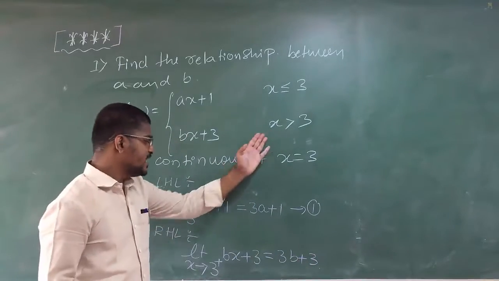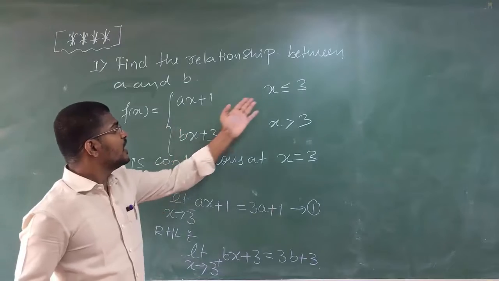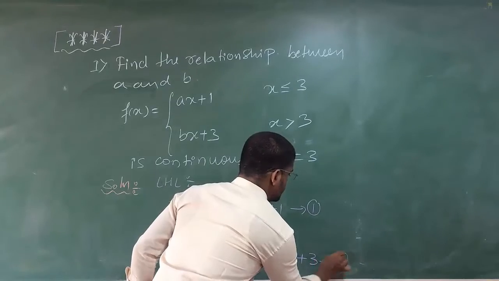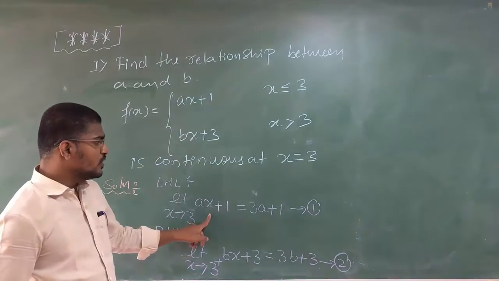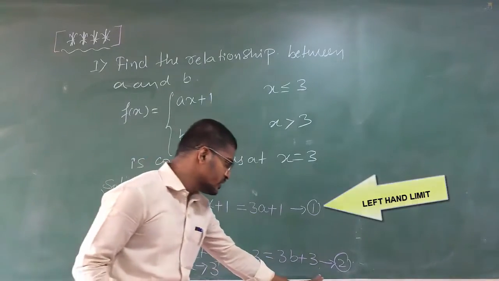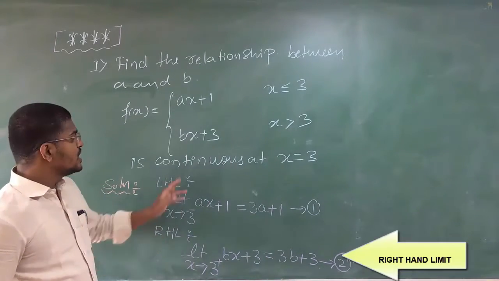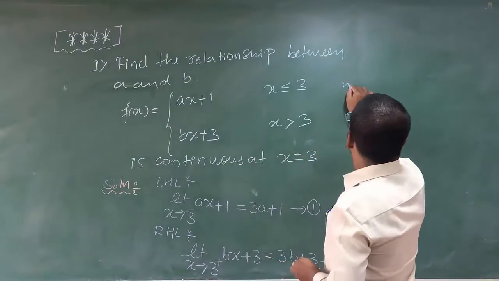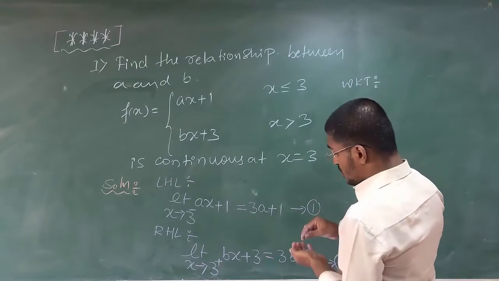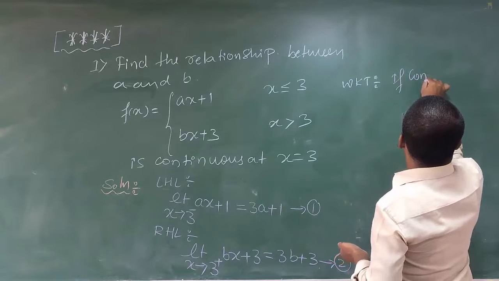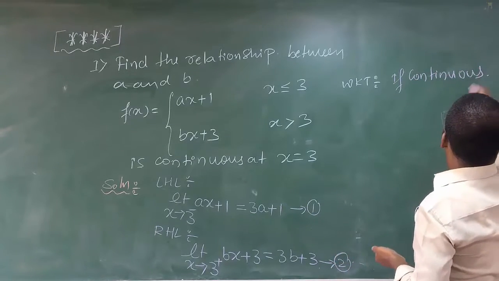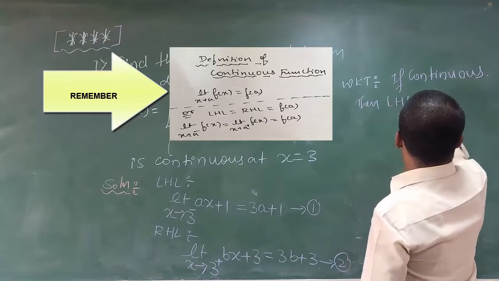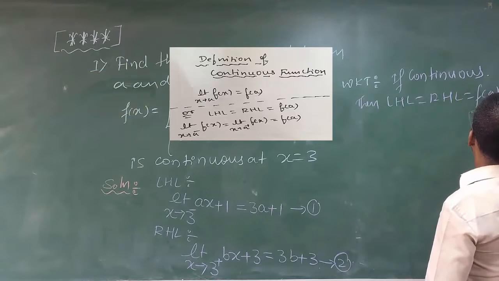Clear? For right hand side it is 3 plus. For left hand side again it is lesser than 3. So this will be your equation number 2. Please remember, if you solve equation 1 you get left hand side. If you solve equation 2 it is right hand side. And they have given that it is continuous at x equal to 3. So we know that if continuous, then LHL is equal to RHL, that is equal to f of a.